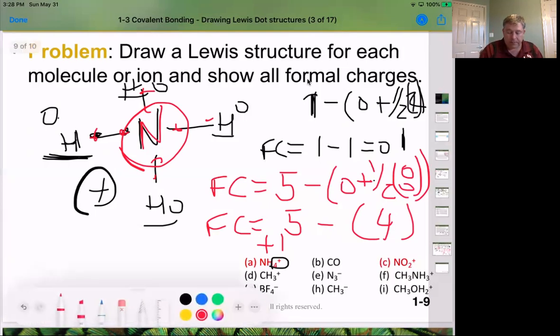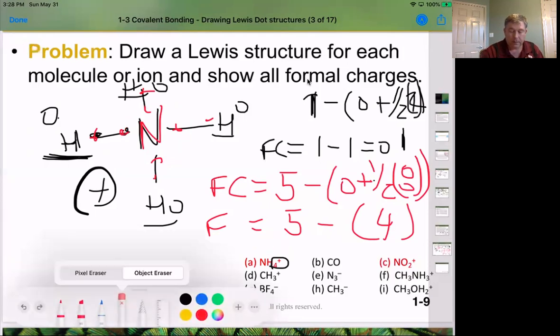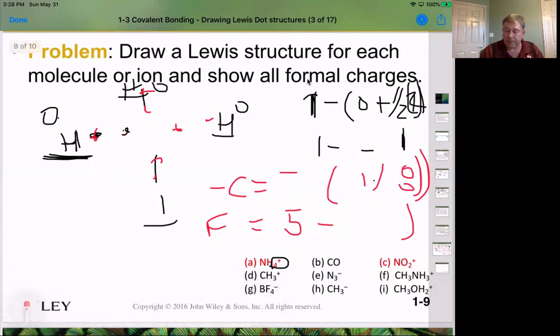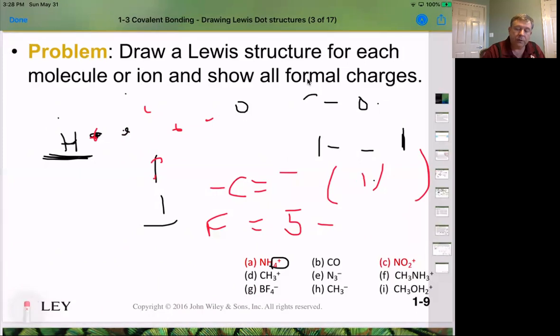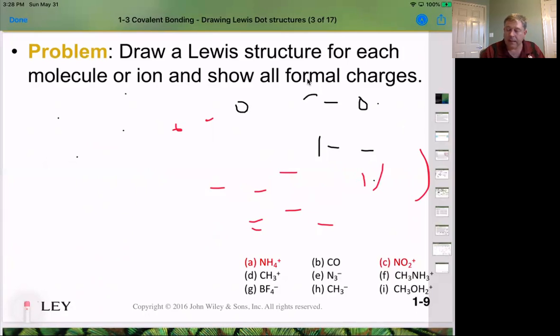So let's apply that again, but let's do it to this NO2 plus. We're gonna do the same Lewis dot structure, try to get the same correct number of bonds we had on it, and we're gonna see where that formal charge is gonna go.